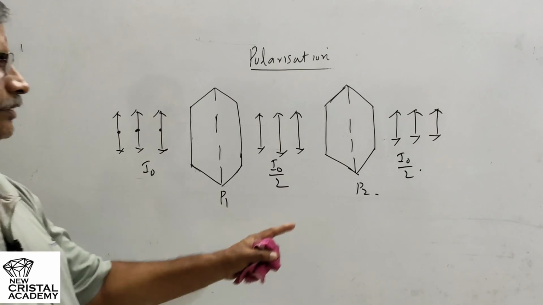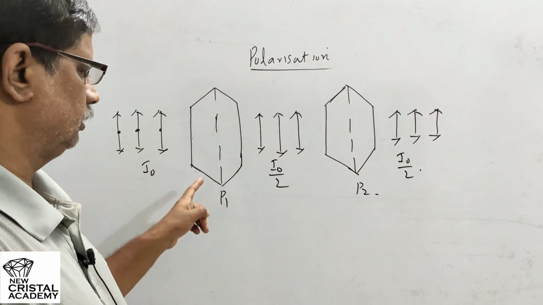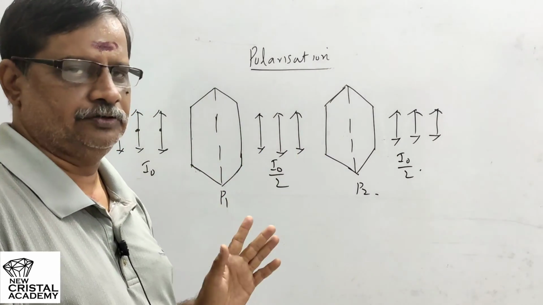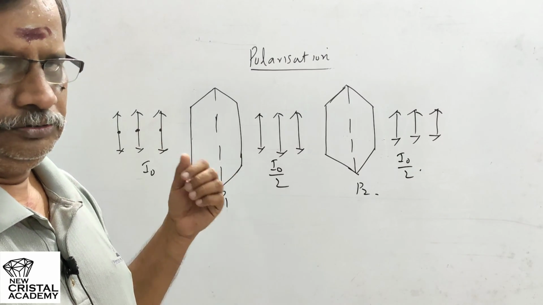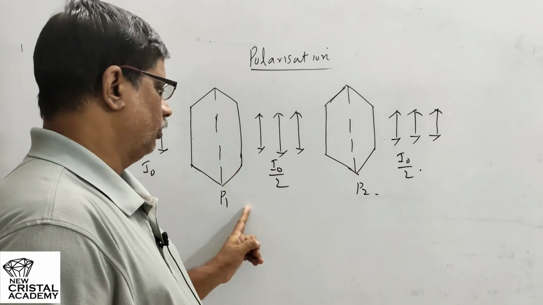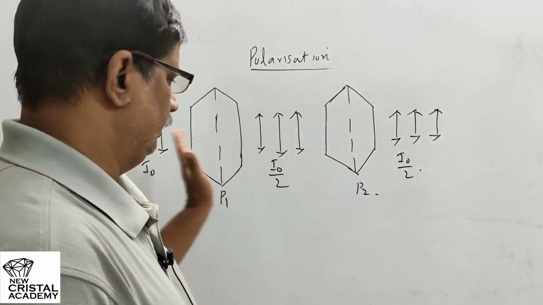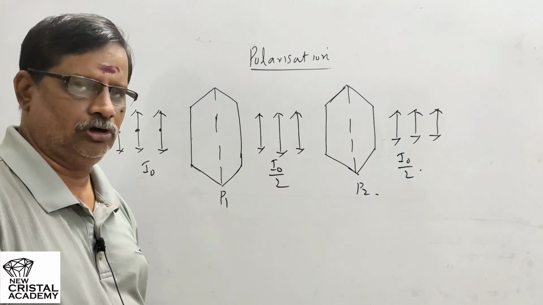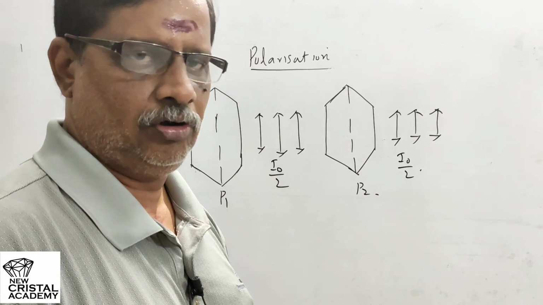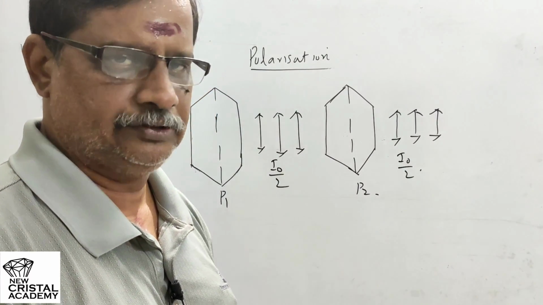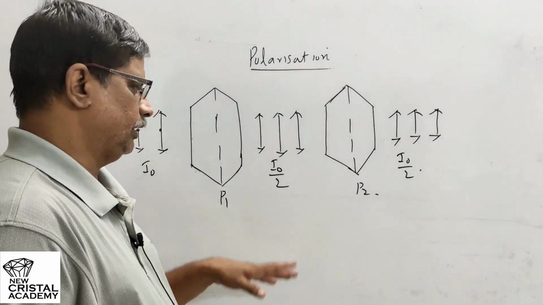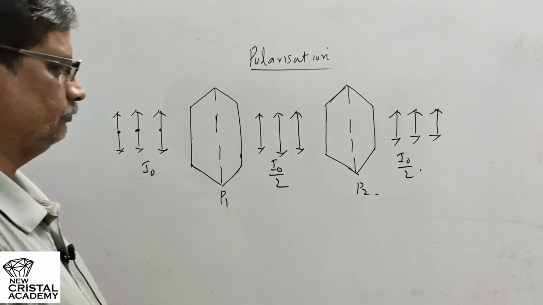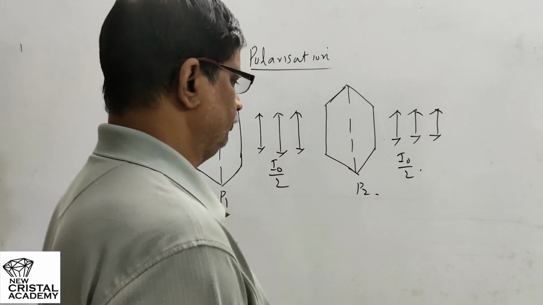Now if I rotate the second crystal, generally we call the first crystal the polarizer and the second one the analyzer. There is no clear-cut rule that this should be polarizer and this should be analyzer. You can interchange the crystals, and so there is no such tourmaline crystal which always acts only as a polarizer or only as an analyzer. So now let us rotate the analyzer from 0 to 360 degree through steps of 90 degree.